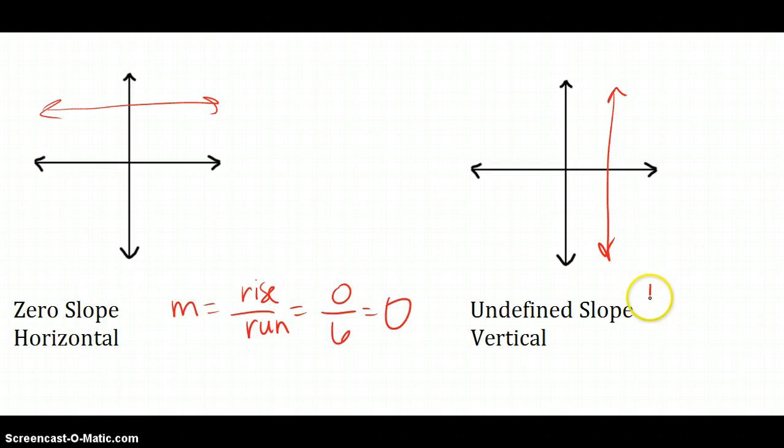Over here it's undefined because it's the same thing. Slope is still rise over run, but if it's a vertical line, it's constantly rising, but there is no run. It's not moving side to side at all. So it's some number, whatever, we'll pick 6 again, over 0. And you can never ever divide by 0. It's just not possible. The world will end if you divide by 0. So that means it's an undefined slope.